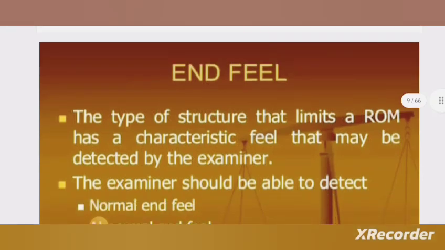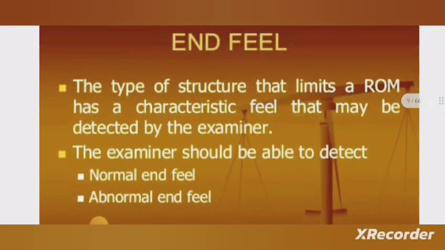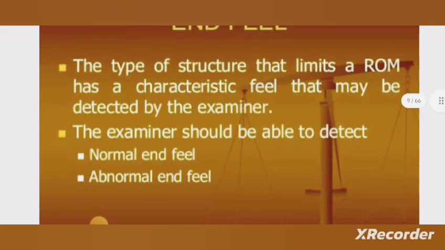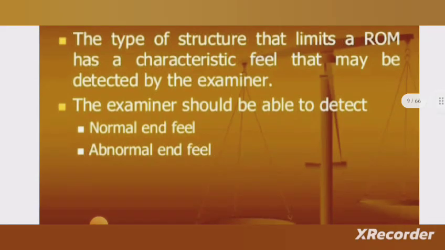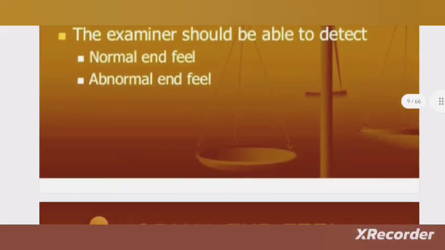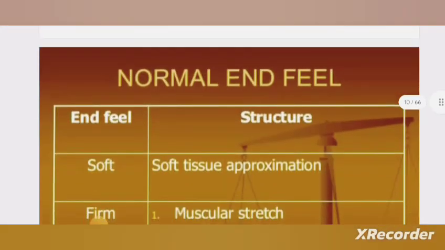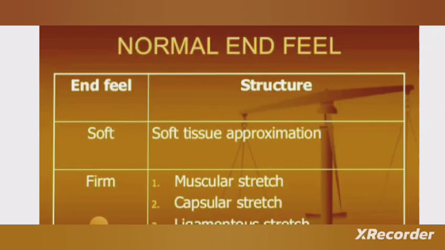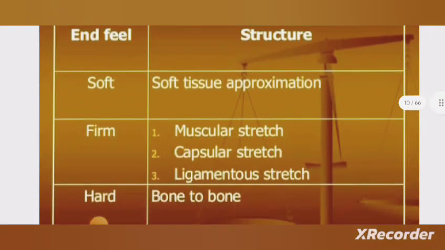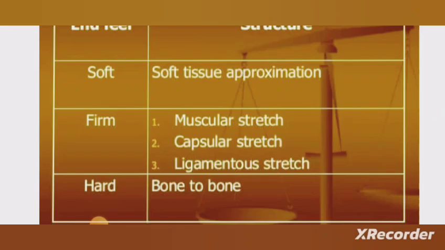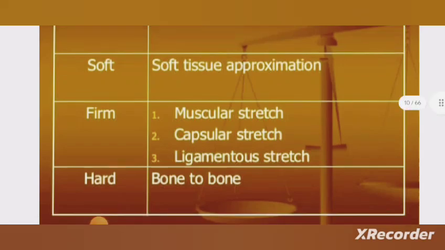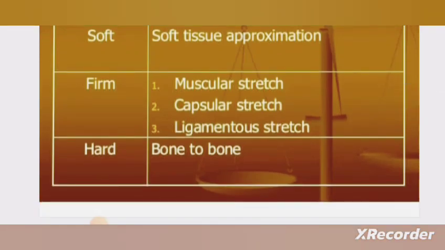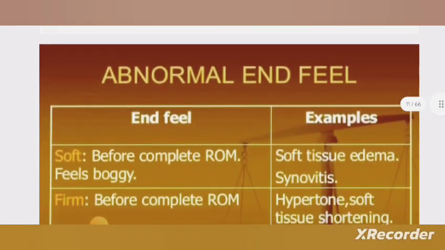Next, what is the end feel? The type of structure that limits a range of motion has a characteristic feel which may be detected by the examiner. The examiner should be able to detect the normal end feel and the abnormal end feel. Normal end feel includes the soft end feel, which occurs in soft tissue approximation. Next is the firm end feel, which happens in muscular stretch, capsular stretch, and ligament stretch. Next is the hard end feel, which occurs bone to bone.